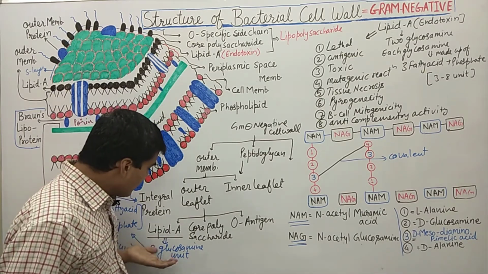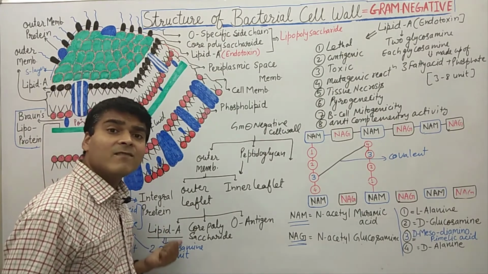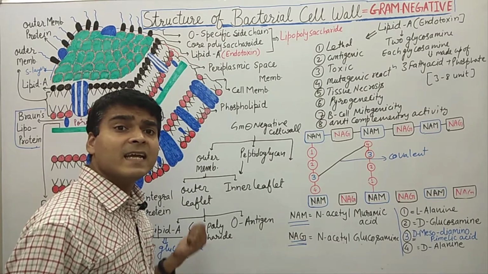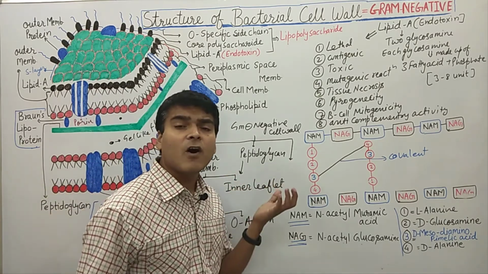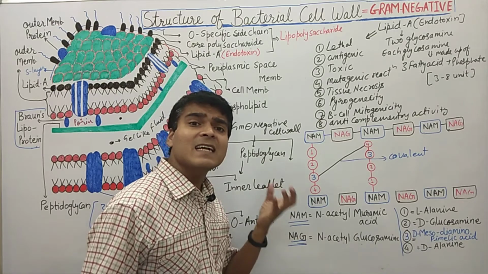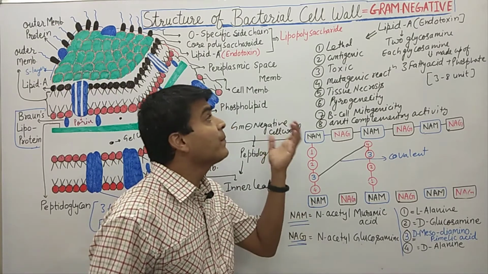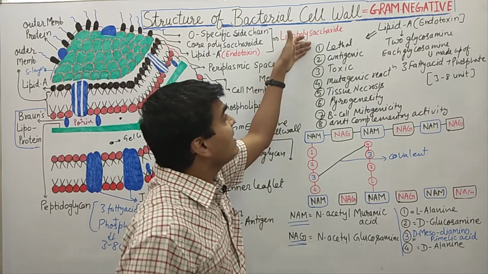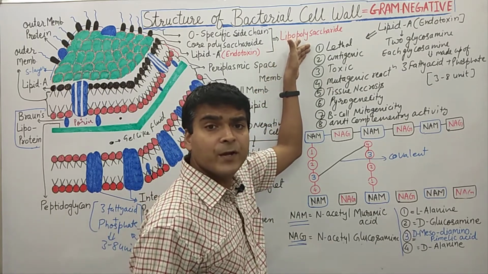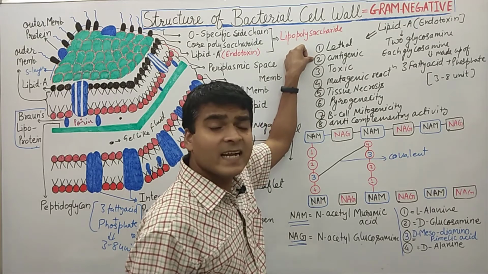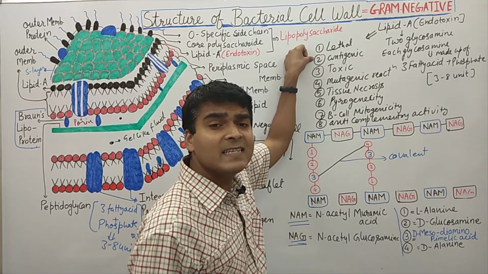Now just look at lipid A. What is the function of lipid A? Basically, it produces various endotoxins, so it has toxic activity. What are those toxic activities of lipid A? The first is a lethal action; it produces lethal action. The second one is that it can also induce antigenicity.